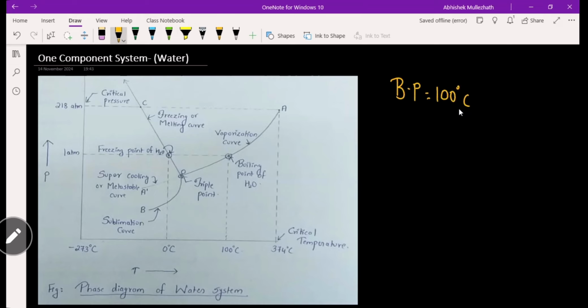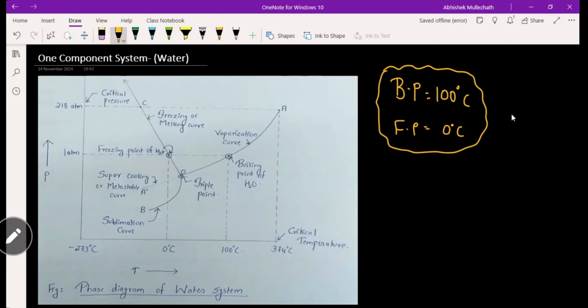And what if I am asking the freezing point of water? Yes, you are right. It is 0 degrees Celsius. But is it true in every condition? That is my question. So we will solve this question by studying this phase diagram of one component system. Now look at this diagram.